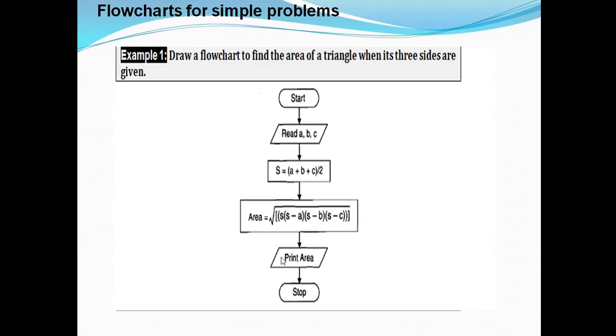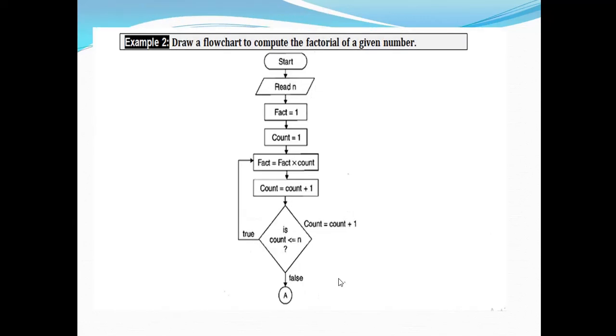And then we are printing the value, that is the area value. We are going to print the area value. Print area. And then this is the stop of the algorithm. Here it is started, here it is ended. So this is the simple flowchart.